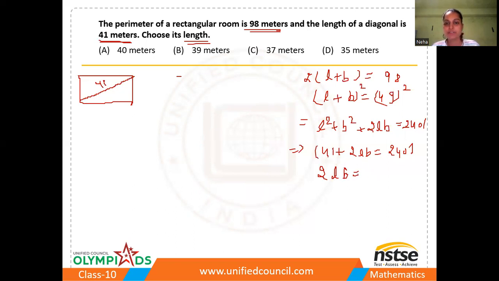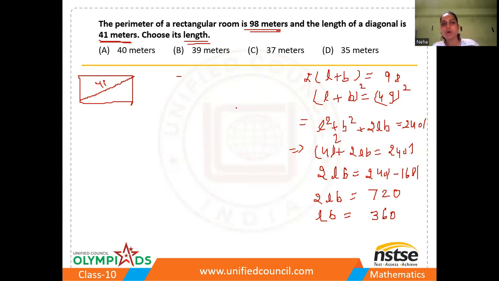Right? So 2LB equals 2401 minus 41 square, and 41 square is 1681. So 2LB equals 720. That means L into B is equal to 360. Clear? L into B is 360. Right? Clear up to this point?